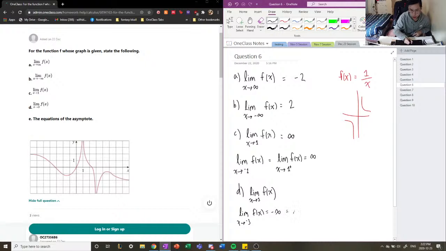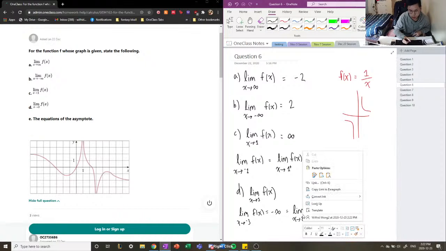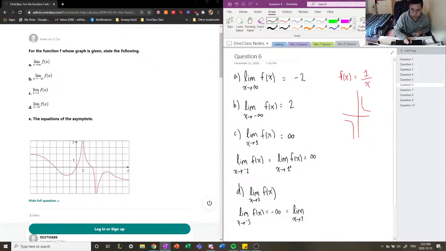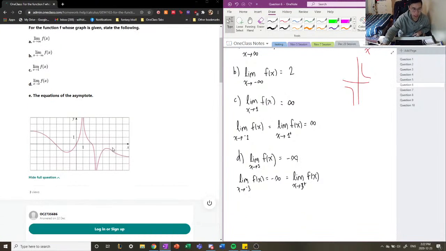What about the limit of our other function? Does it also tend towards negative infinity or no? Let's see. From the right-hand side, as our function approaches x equals 3, it starts to tend towards negative infinity too. So that means that the limit as x approaches 3 of f of x is negative infinity. After we finish the examples, they're asking us to find the equations of the asymptotes.